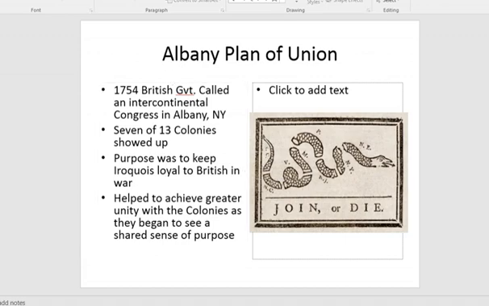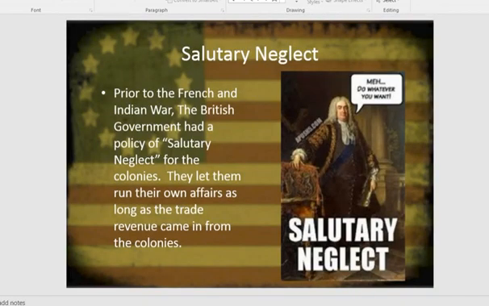Okay, remember how I told you you were going to need a term? That term is going to be salutary neglect. So basically the British government kind of ignored the American colonies. Jamestown settled in 1607. We're talking about 150 years that has passed by the time of the French and Indian War. And the colonies have basically been able to do what they wanted as long as revenue kept flowing into Great Britain. The British did not really care. So 150 years pretty much of, you know, do as you please.